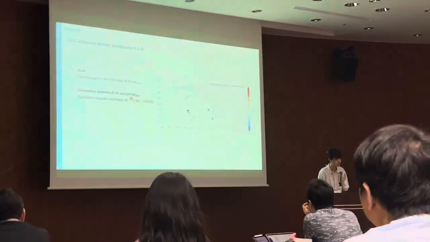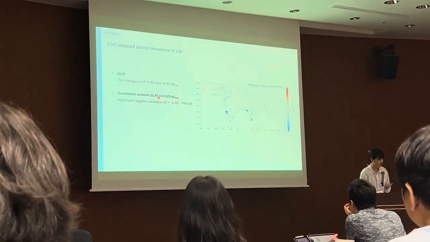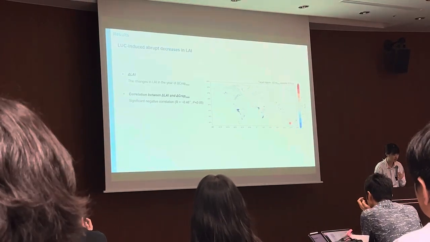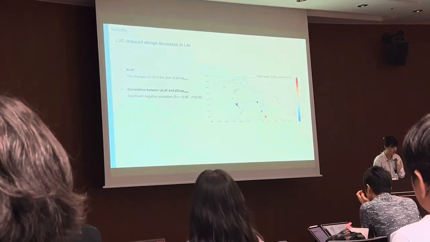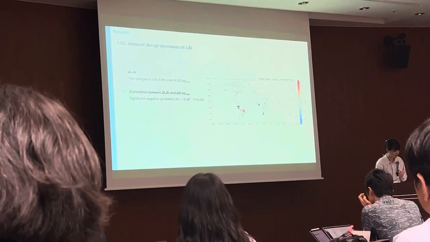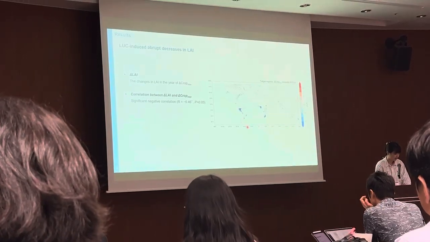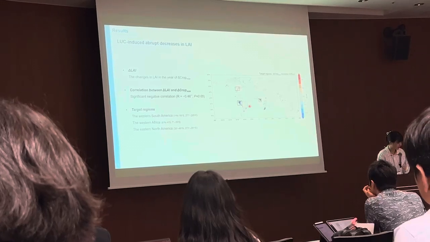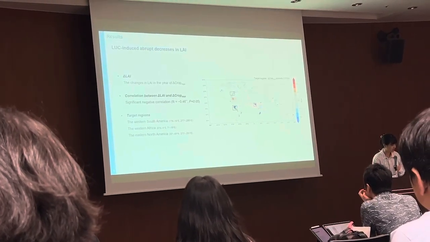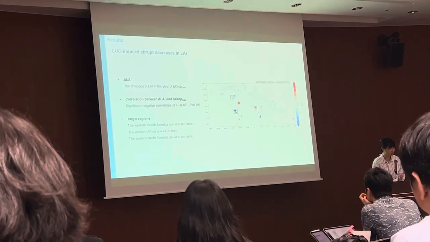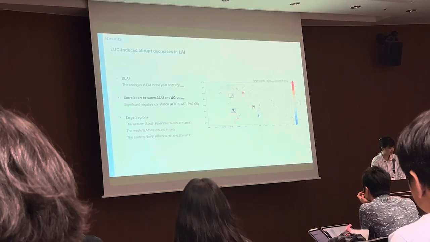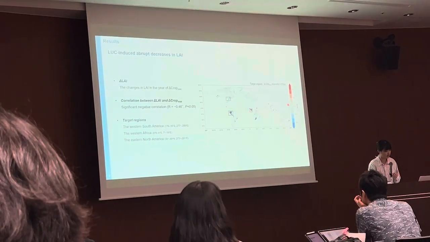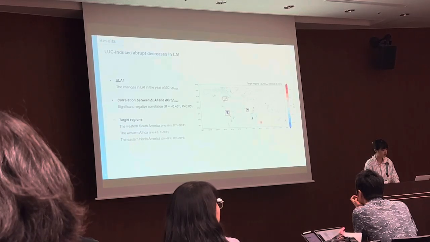So, how much can this land use change affect vegetation? For this question, we show the quantitative impacts of global land use change on vegetation. And as you can see, Western South America, Western Africa, and Eastern North America show dominant changes. Therefore, we select these three regions as target regions based on their significant LAI changes and similar land use changing.